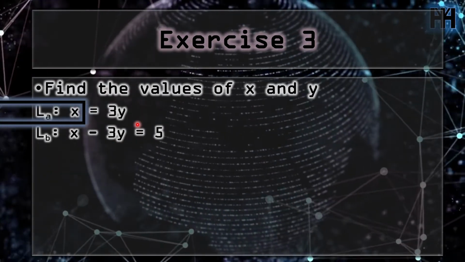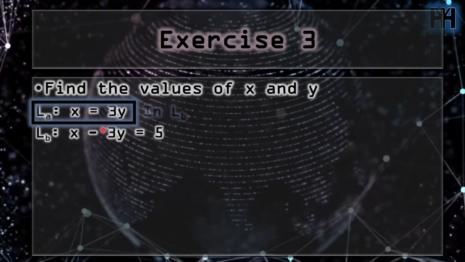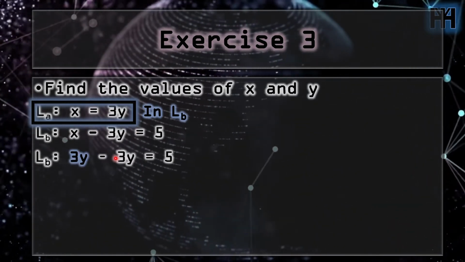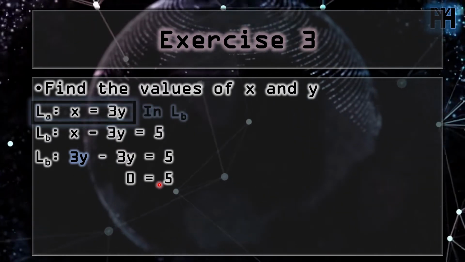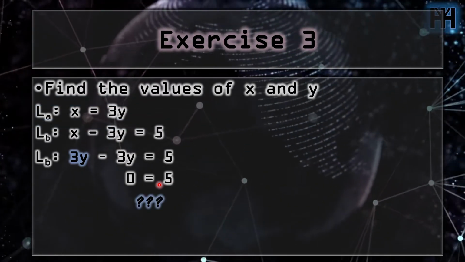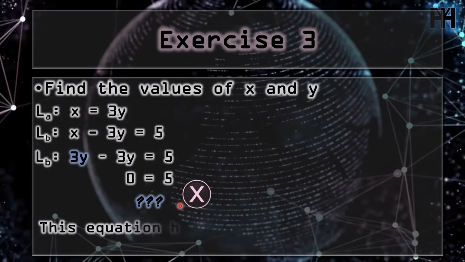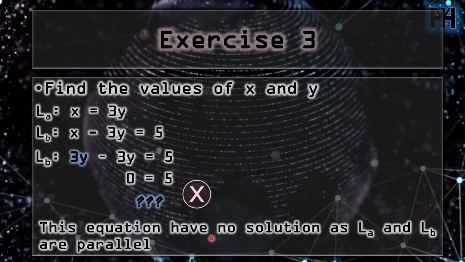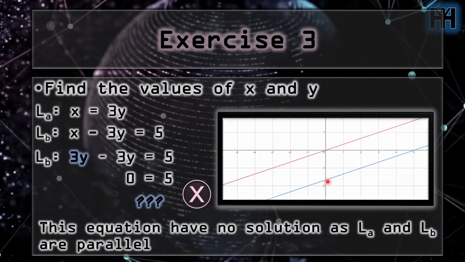Okay. So let's take the x equal 3y and apply it in LB. So we have 3y minus 3y equal 5. So you have 0 equal 5. Remember in the previous session, when we have that, it only means one thing: that this equation has no solution, as these two lines are parallel to each other. If we draw them, you'll see they are parallel to each other.